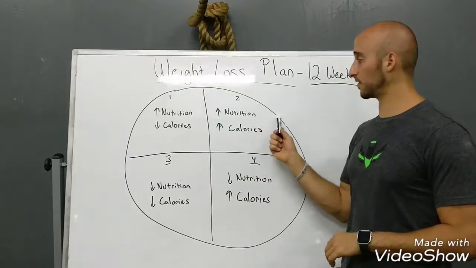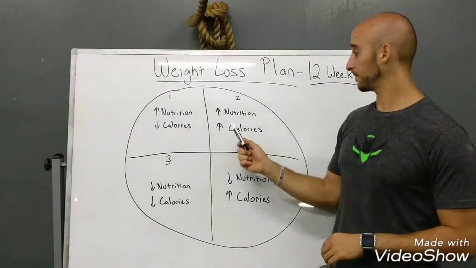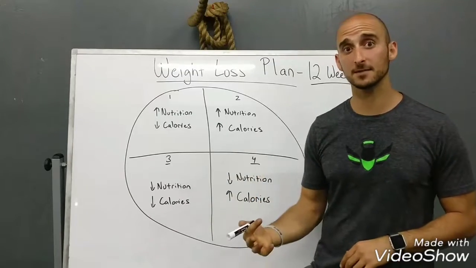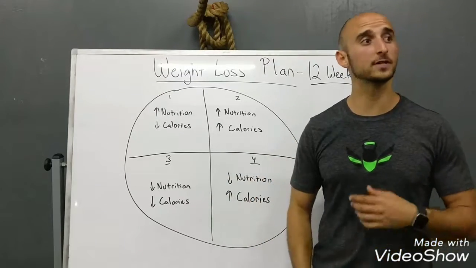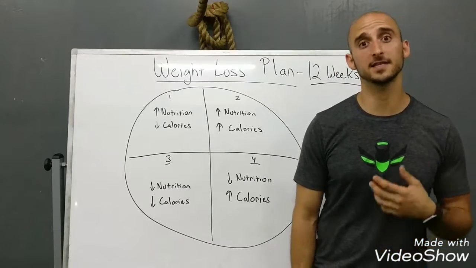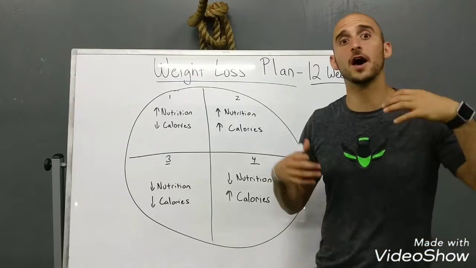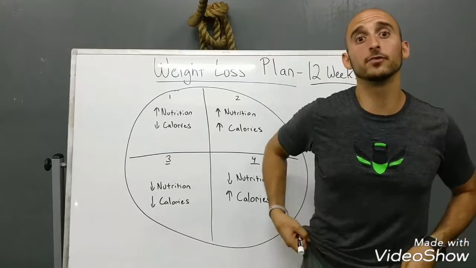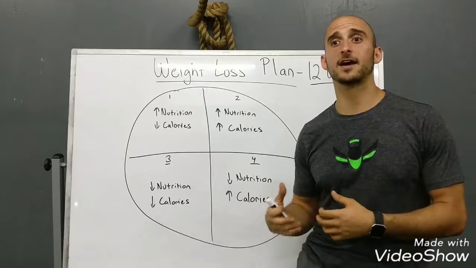Section 2 here on the right are high nutrient, high calorie foods. These are things like healthy fats, your superfoods like chia seeds, flax seeds, acai. Those are things that have a lot of nutrition, but also a lot of energy, which means they're really easy to overeat and can kind of be deceptive.